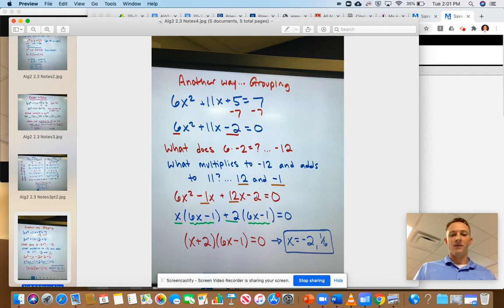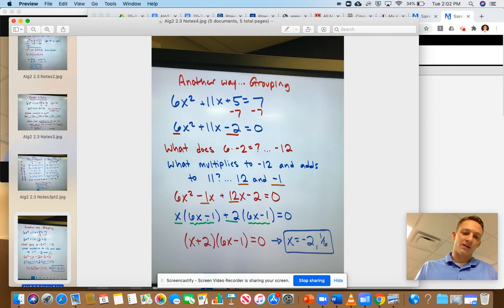Doing the same thing with these two on the right. What do they have in common? They both can be factored by 2. So let's pull a positive 2 out. Now we have 6x, so 2 times 6x is 12x. 2 times negative 1 would be negative 2. Notice now we have 6x minus 1 and 6x minus 1. That's what we're looking for. So you might have to play around with these numbers in the middle until you get the same expression, the same term in the parentheses.